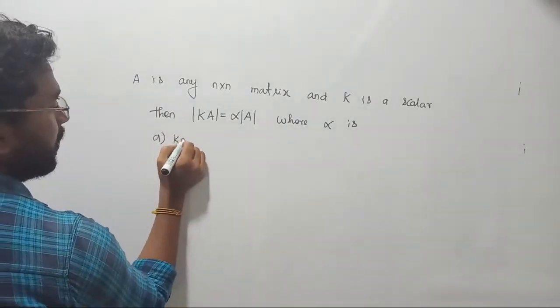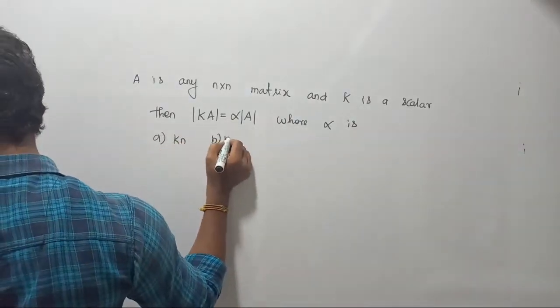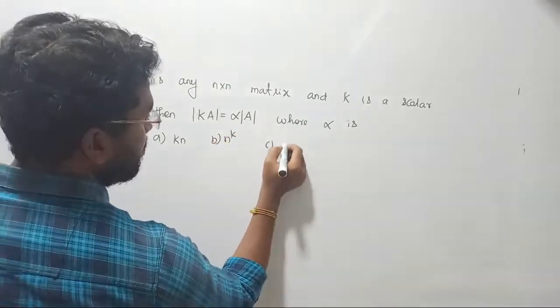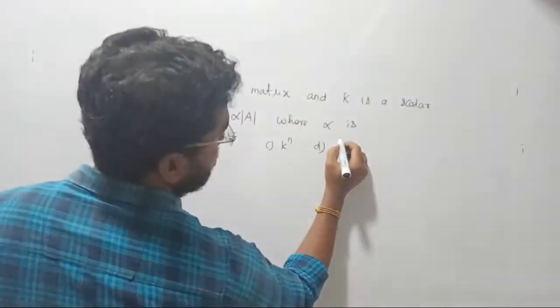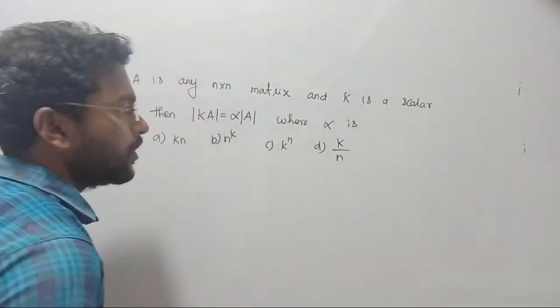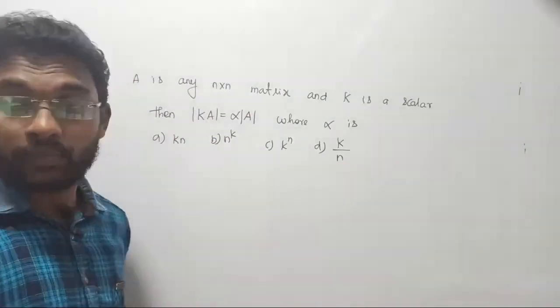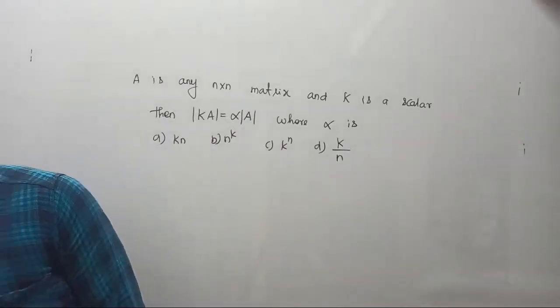Option A is k into n. Option B is n power k. Option C is k power n. Option D is k by n. Can anyone please tell me the answer? I'm expecting the answer from your side. Please post your answer.